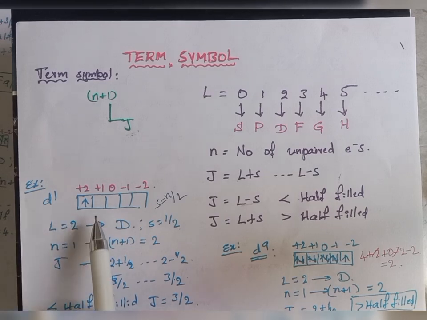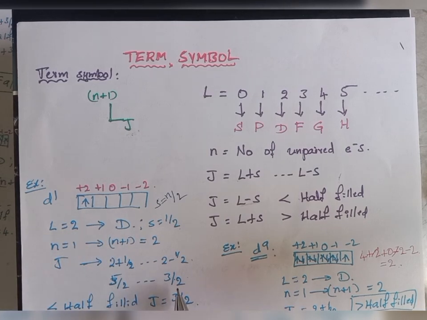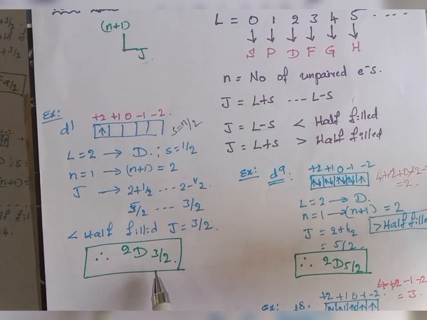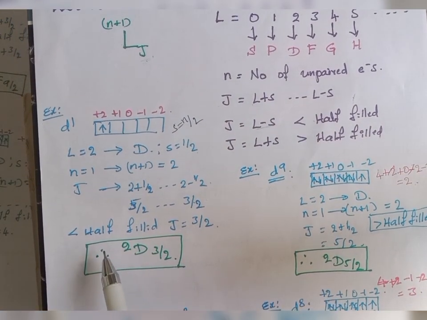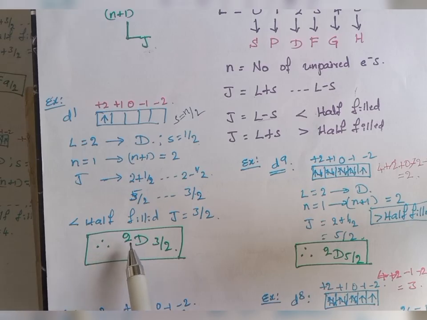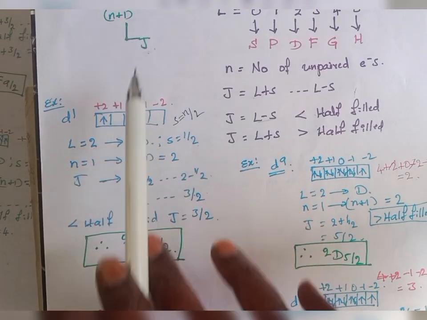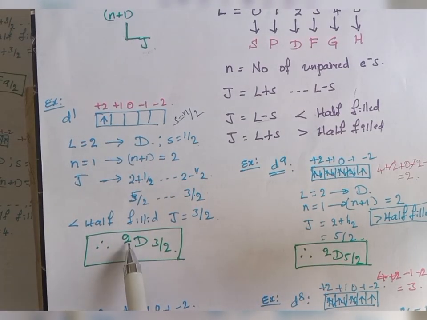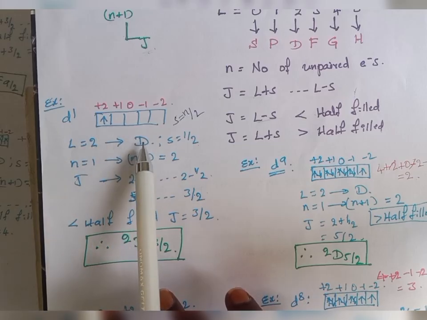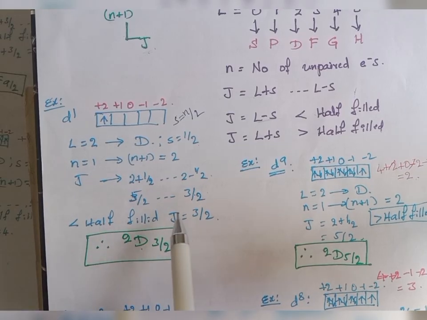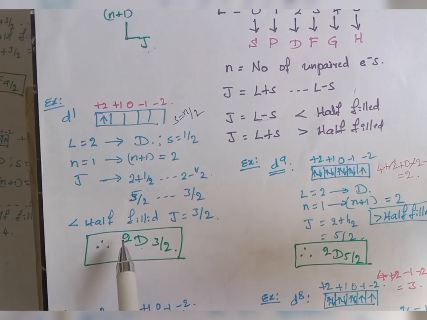d1 is a less than half filled configuration, so the lowest J value will be considered as the ground state term. So the term is n plus 1, that is 2, the L is 2 so the term is D, and the J value will be 3 by 2. So the ground state term for the d1 electron configuration is 2D 3 by 2, right?